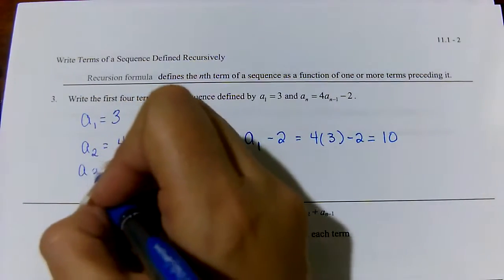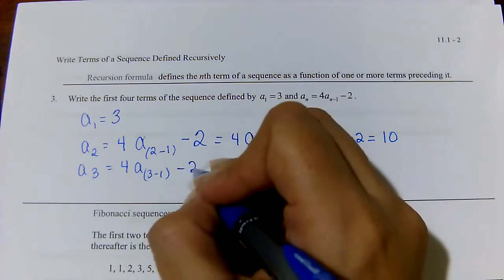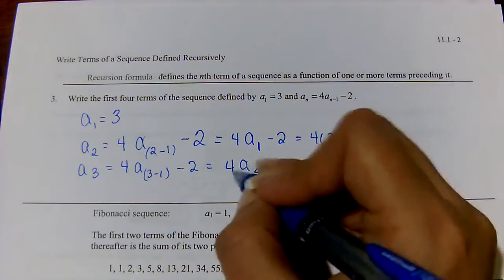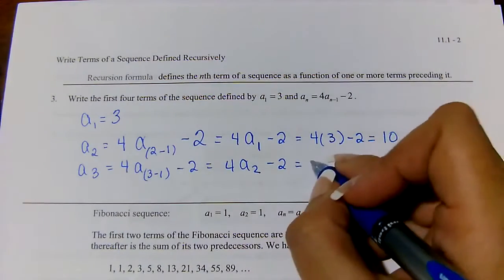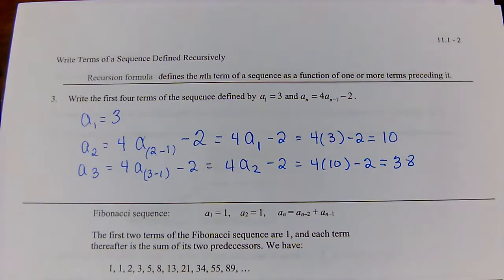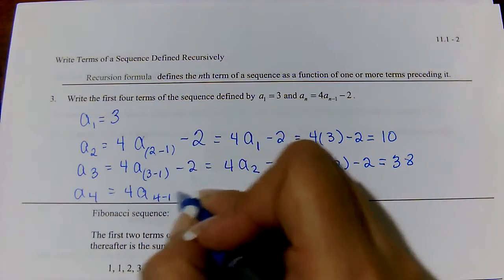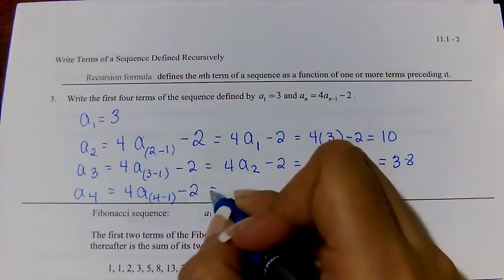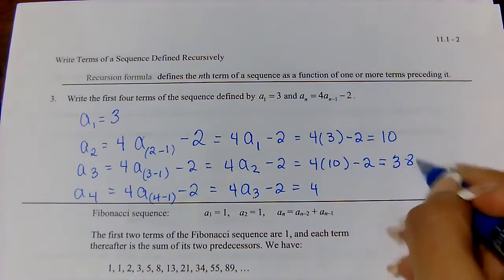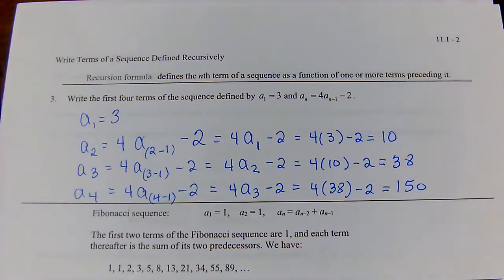So when we do A of 3, we're doing the exact same thing. A of 3 minus 1, minus 2, which is A of 2 minus 2. And A of 2 is equal to 10. So I have 4 times 10 minus 2. That would be 38. We're going to do it one more time. A of 4 is 4 times A of 4 minus 1, minus 2, which is 4 times A of 3 minus 2, the previous term, 38 minus 2. And here you should get 150.